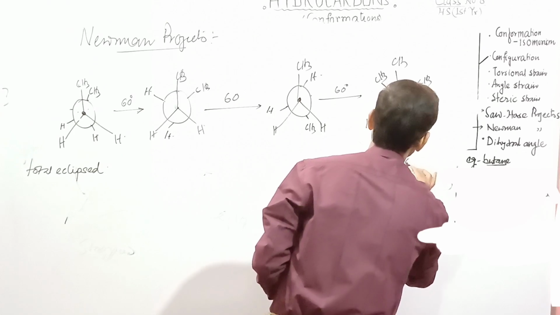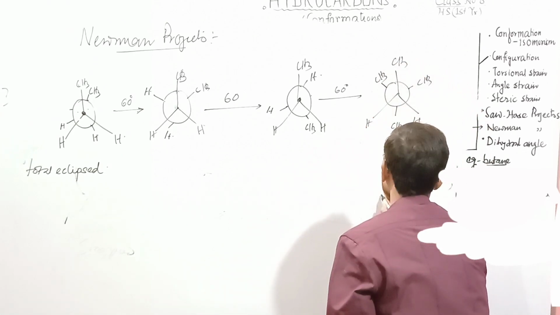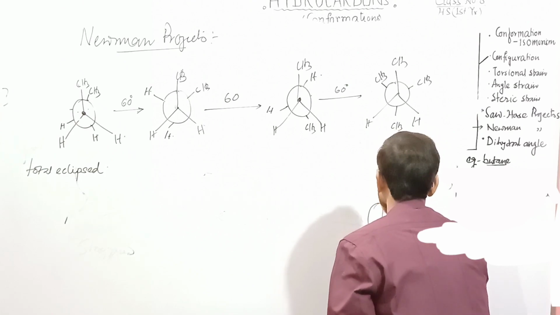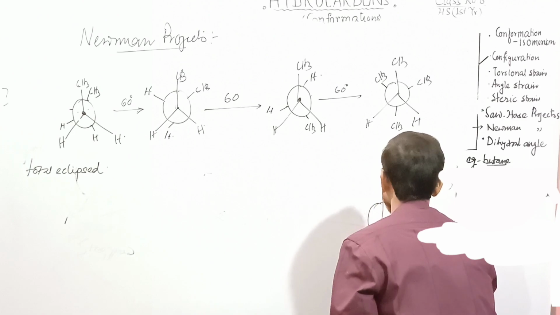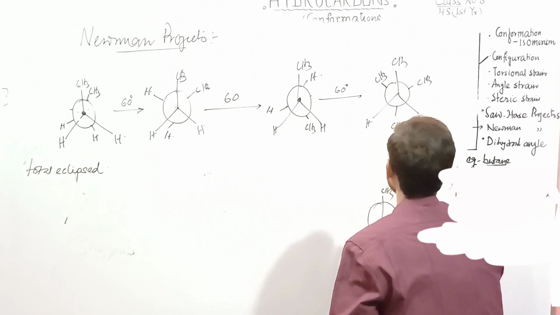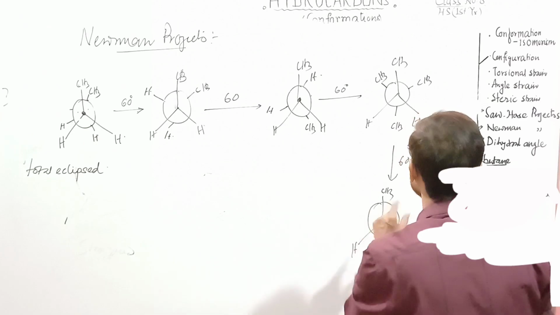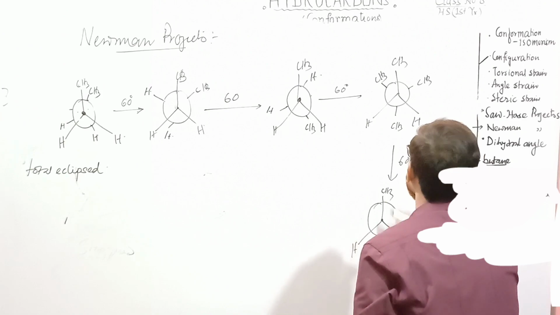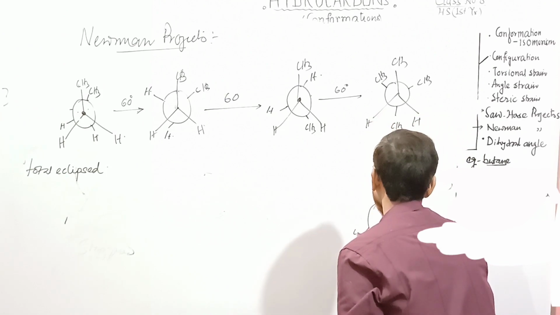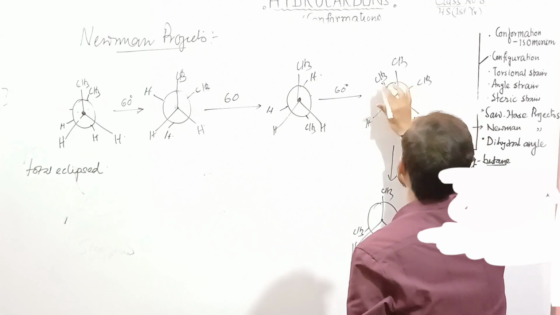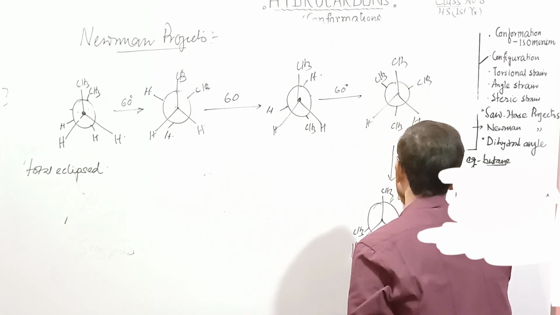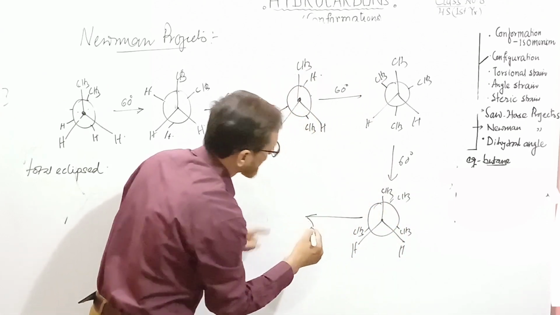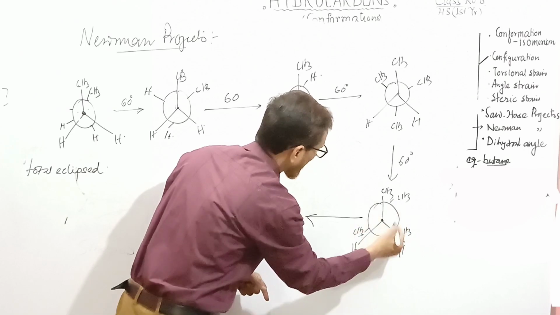If you make again 60, you will get these three are always fixed. Middle one, carbon 1, is always fixed. That is coming here, and that is here, and that is here. Carbon 2 out of the circumference, outside the point, that is from carbon 2.